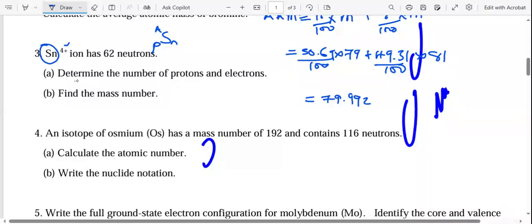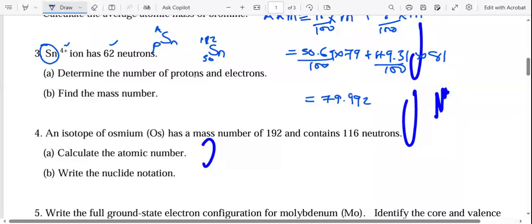Okay, so now determine the number of protons and electrons. So the number of protons, so these are neutrons, right? You just check on the periodic table for selenium. You find that it has 50 protons, somewhere there. Then the mass is 112 there. There's no need to struggle. You just use a periodic table. These are just to practice.